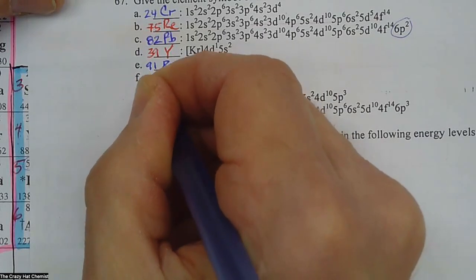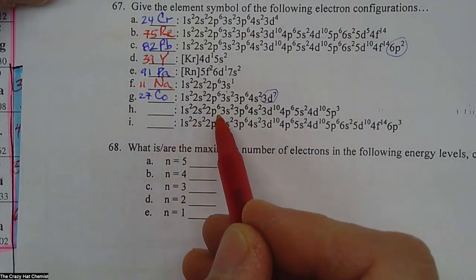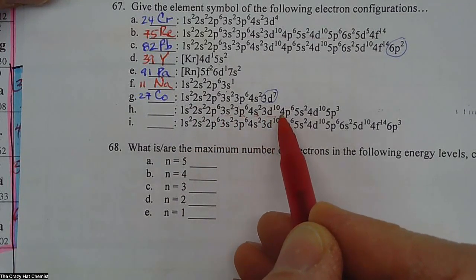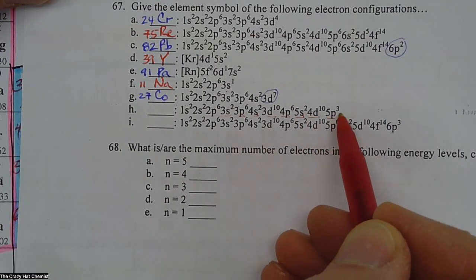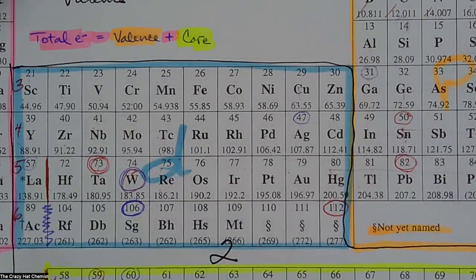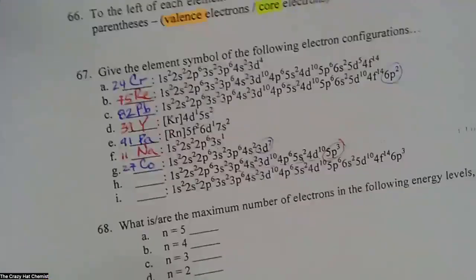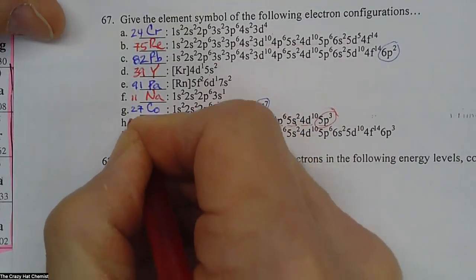Cobalt, number 27. Perfect. The next one: 1s2, 2s2, 2p6, 3s2, 3p6, 4s2, 3d10, 4p6, 5s2, 4d10, 5p1, 2, 3. That's SB, antimony, number 51.